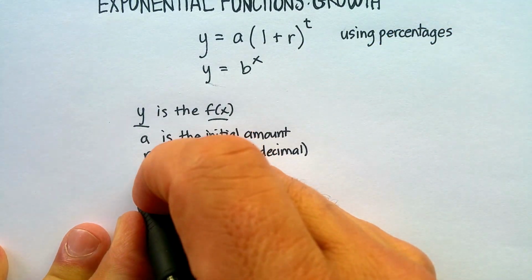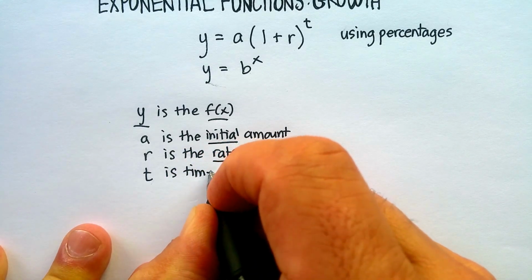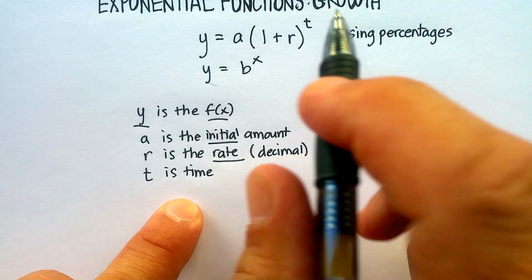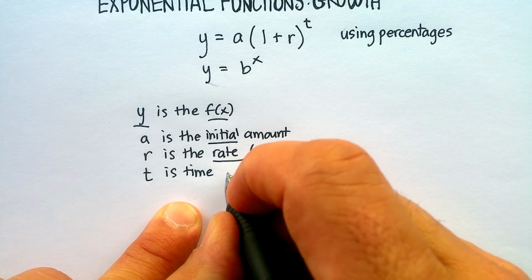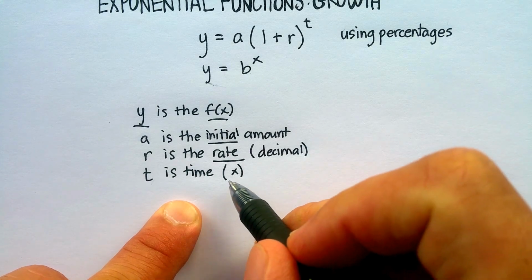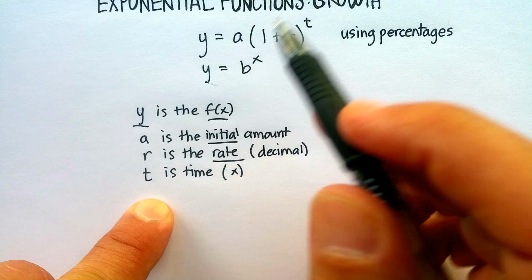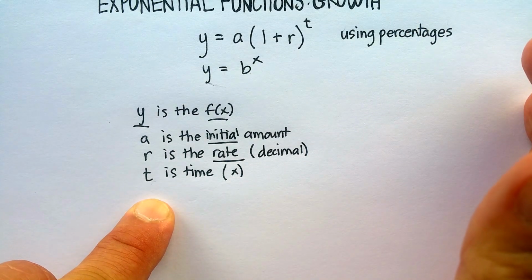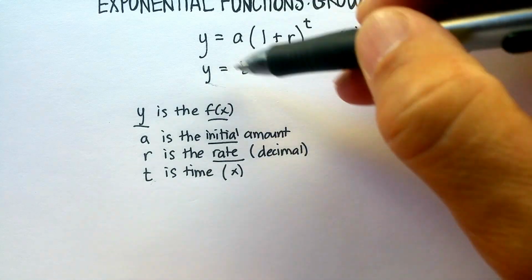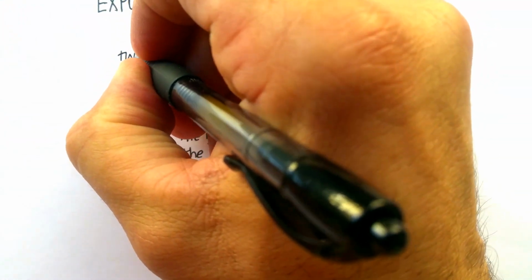Now the t is time. And you can make that time anything you want. You can make it hours, days, or whatever. But the t is also the x. And then you can start to see how this equation and this equation are starting to look pretty much the same. Okay? So why are these two equations, two forms of the equation, the same thing?